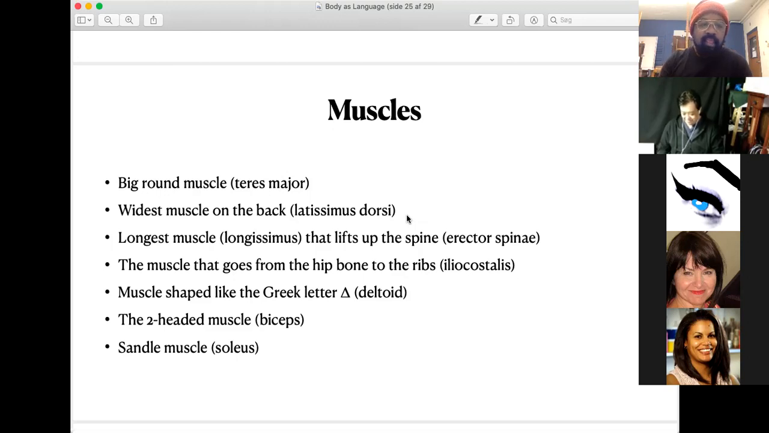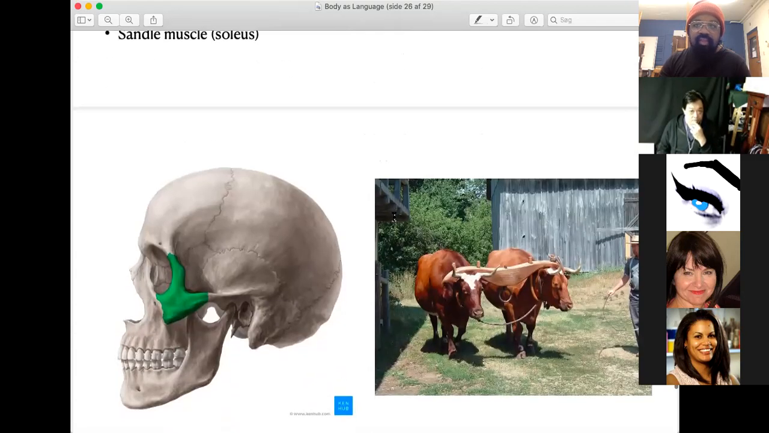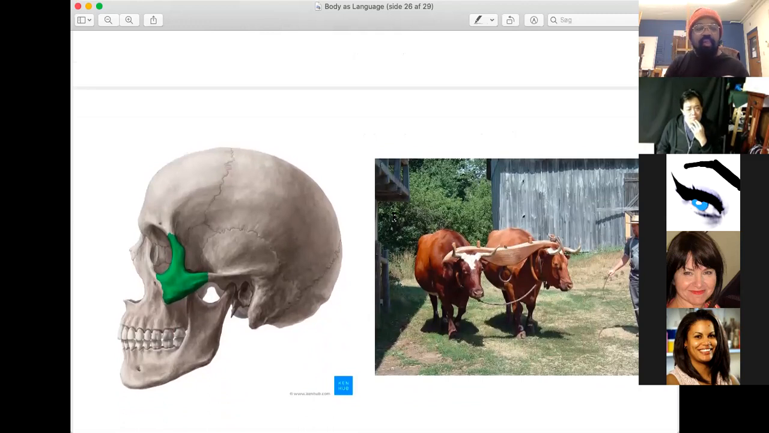It'll come to me. Then we have the biceps, the two-headed muscle, and there are two-headed muscles, one in the arm, one in the leg. The sandal muscle, the soleus, underneath the gastrocnemius on your lower leg. And thinking about that sandal shape really helps accentuate the shape of the leg, both when seen from the front and when seen from the back and side. These are ways that I personally like to use anatomy and the language.